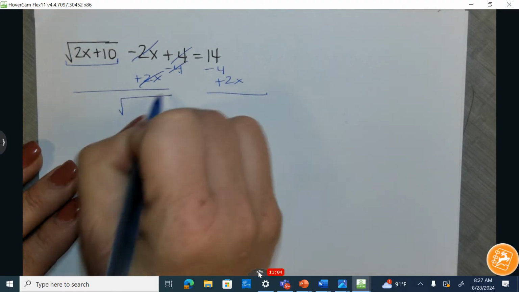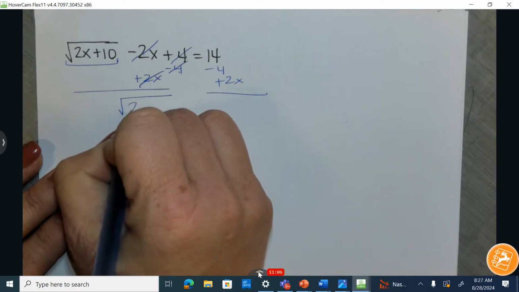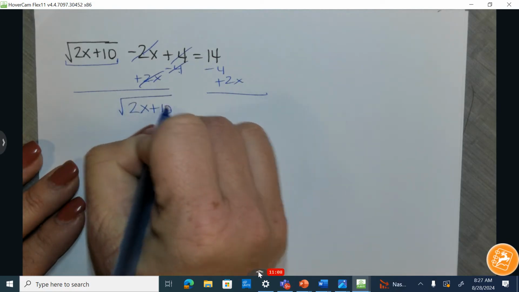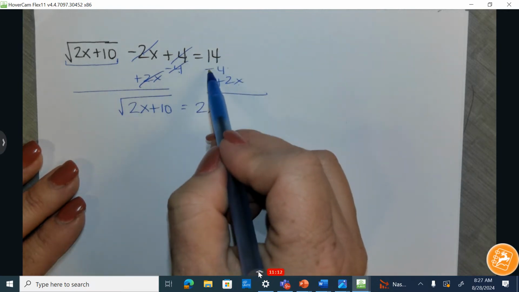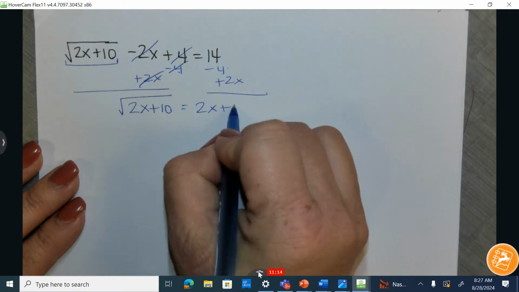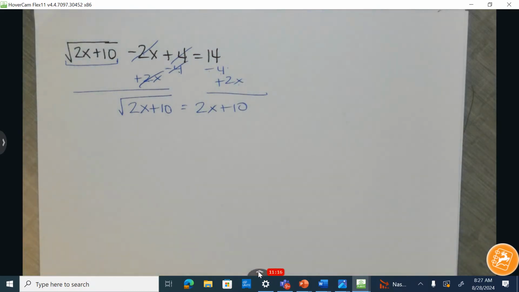So on the left-hand side, I'm left with the square root of 2x plus 10. Now on the right-hand side, I have a couple things here. I have a 14 minus 4. I can combine those to give me 10, and I have a positive 2x.